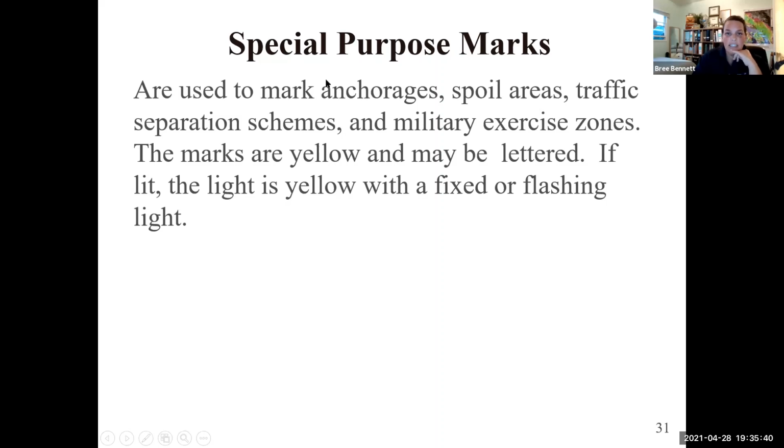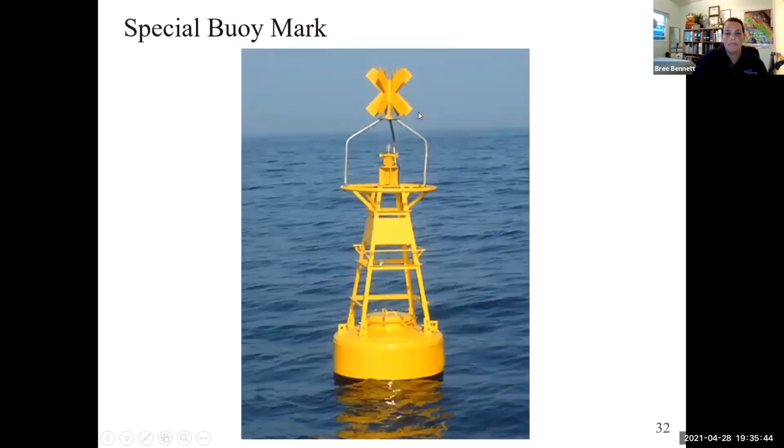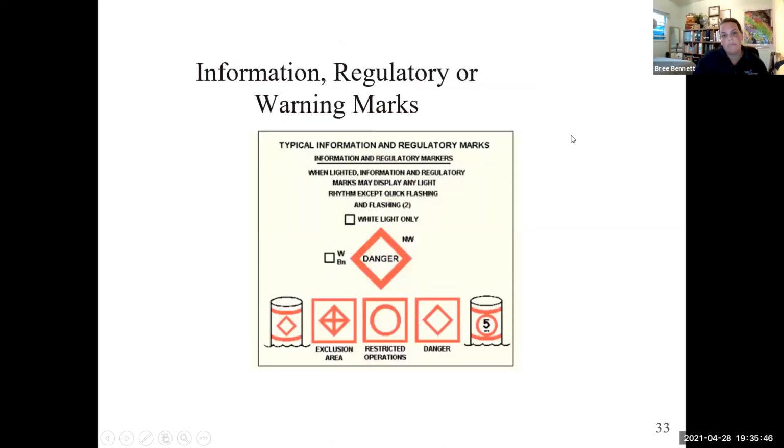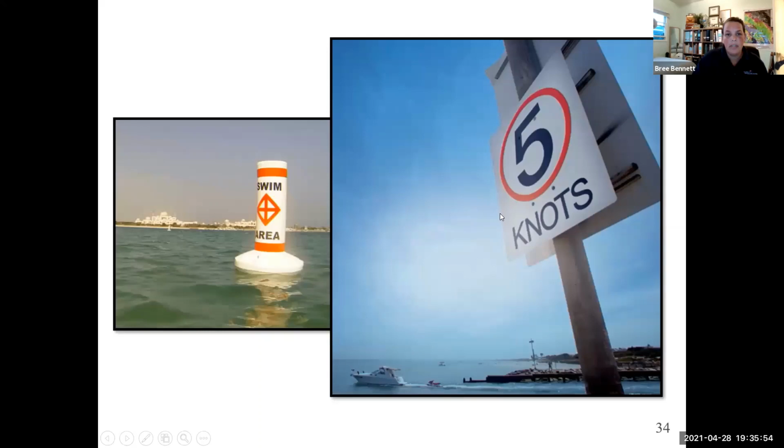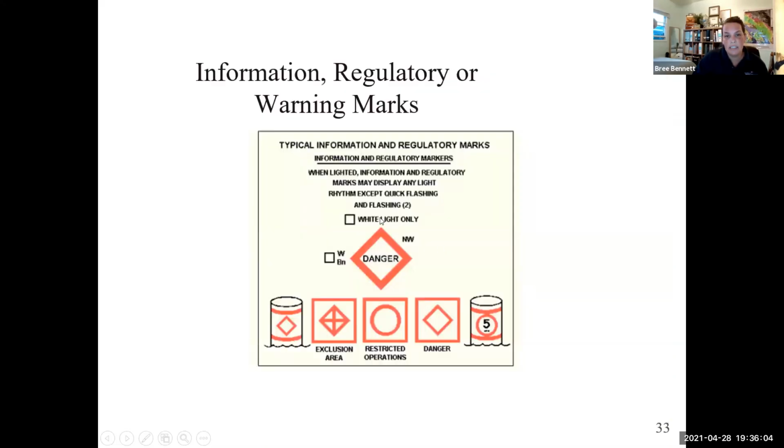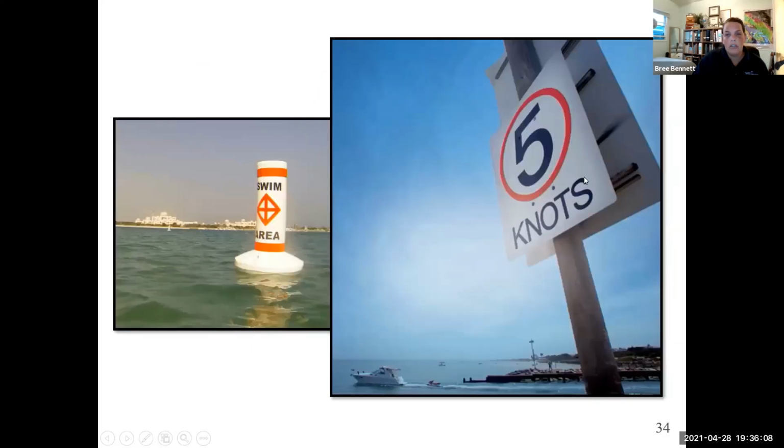Special anchorages, definitely seen them for anchorages. Then we have our information or regulatory buoys. That's typically where you'll see the speed limits or no jet ski area, that kind of thing. If they have light, they'll be white. So that's good to know.